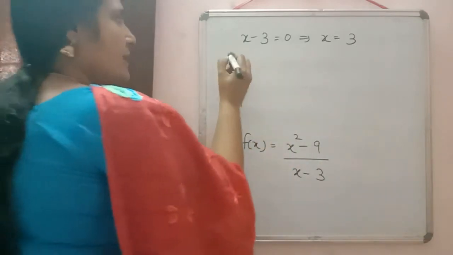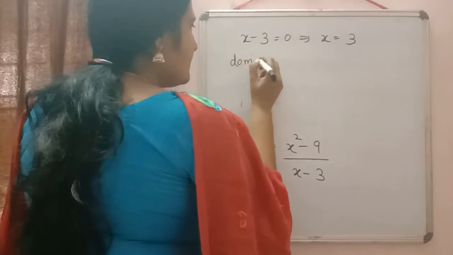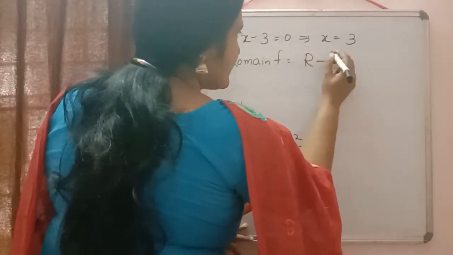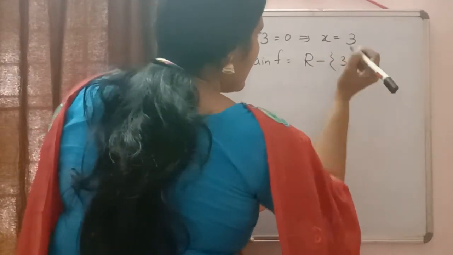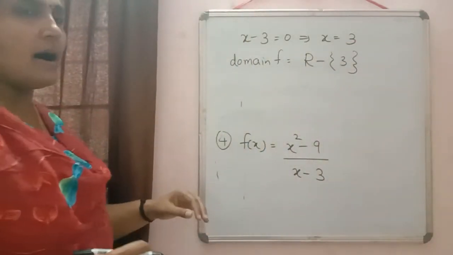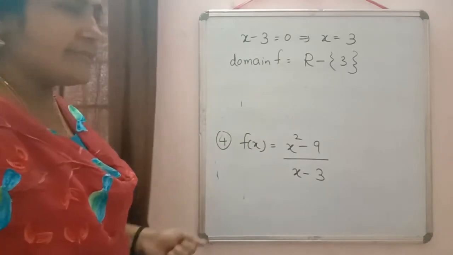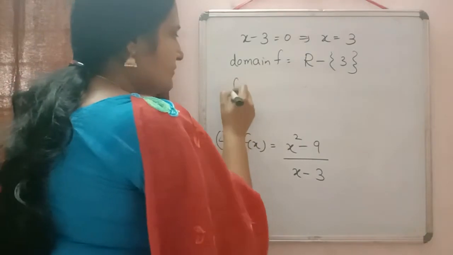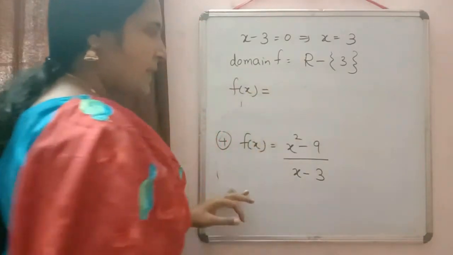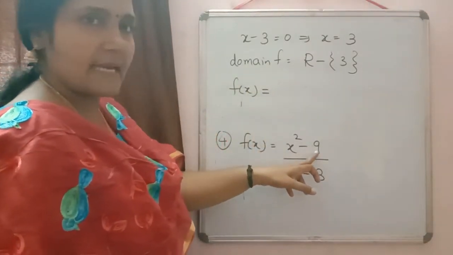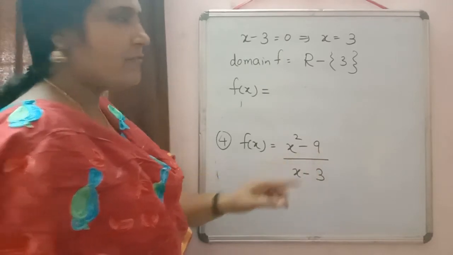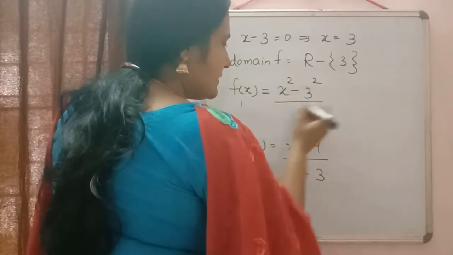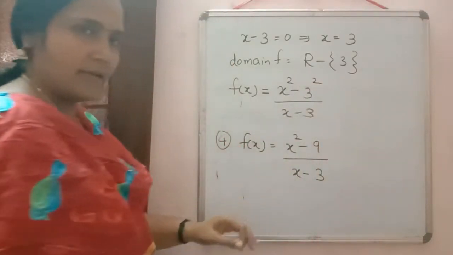Correct? So we will write here domain. Domain of f will be equal to all real numbers except which number? Except 3. So domain is equal to R minus {3}. Now we will check what the value of f of x will be. To calculate the range, first we can simplify it. Here x square minus 9. 9 is the square of which number? 3. So it can be written as (x square minus 3 square) by (x minus 3).